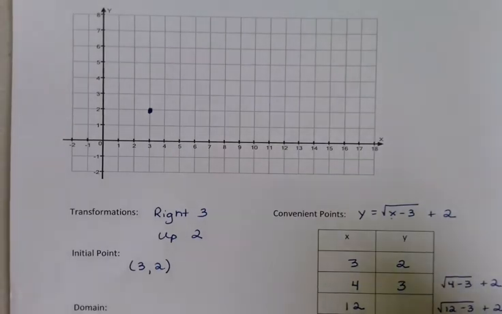So the square root of 9 is 3, plus 2 would give me 5. Now, there are other convenient points as well. Those are just the ones I happen to pick. So if you pick different ones, that's okay. But let's get these on here.